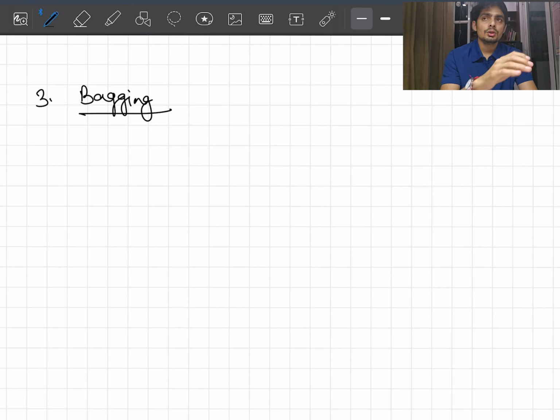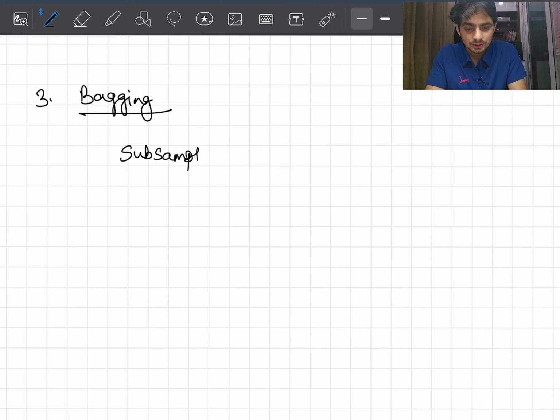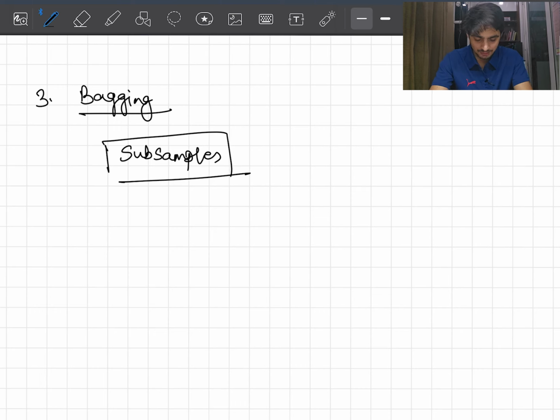Bagging and boosting, both algorithms, are the most used algorithms when we talk about real world projects and real case study scenarios. Both of them are tree based algorithms. What we do with tree based algorithms is we deal with subsamples, and we pass these subsamples to multiple decision trees. This is how we deal with tree based models.